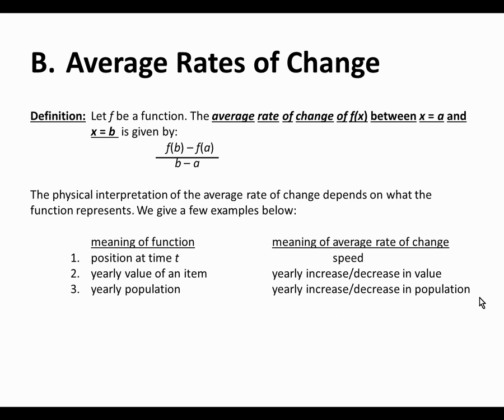A third one that I have is yearly population. So if the function gives you population, then the rate of change is giving you the yearly increase or decrease in population. Like the city is increasing its population at a rate of 10,000 citizens per year. Now it is just a nice little functional evaluation. This is the formula you use if you have a formula for the function, or if you have the function given to you in tables.